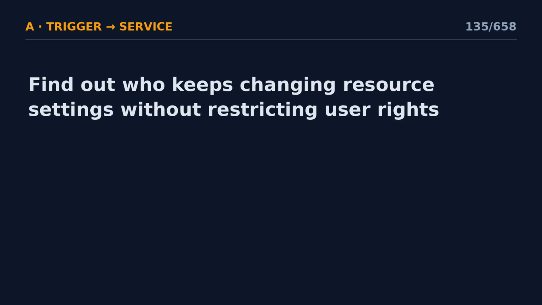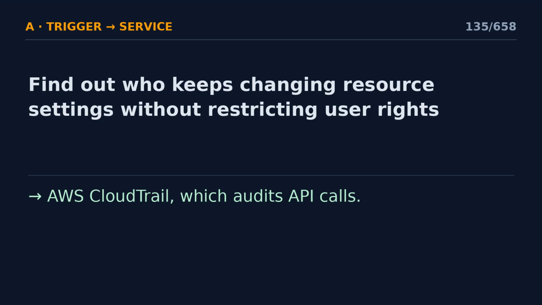Find out who keeps changing resource settings without restricting user rights. Answer: AWS CloudTrail, which audits API calls.